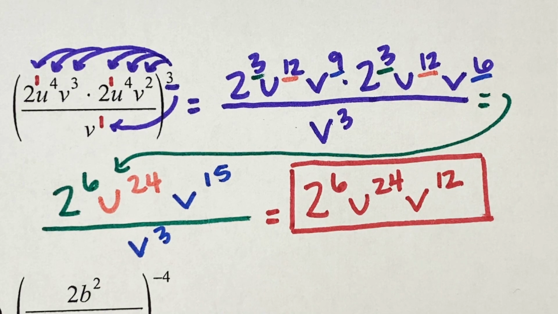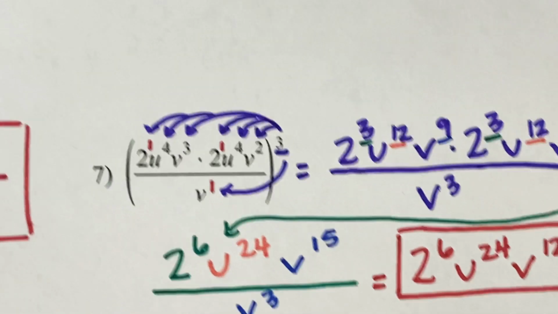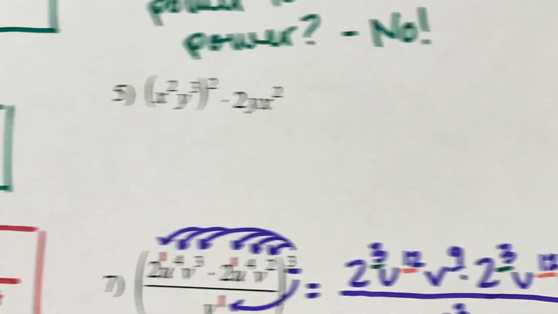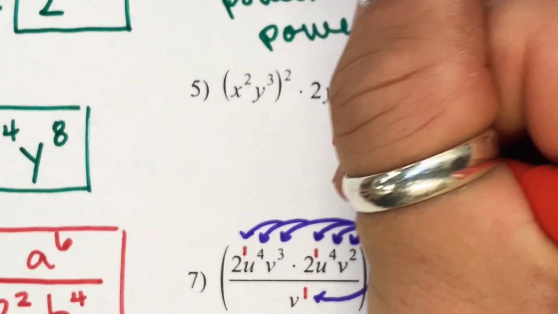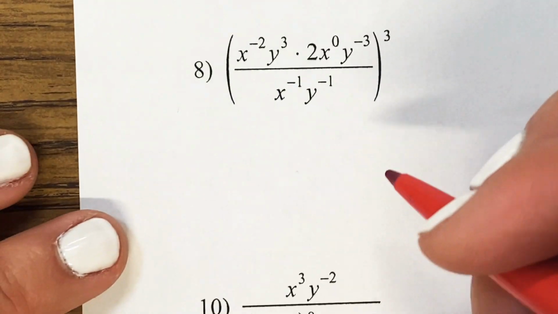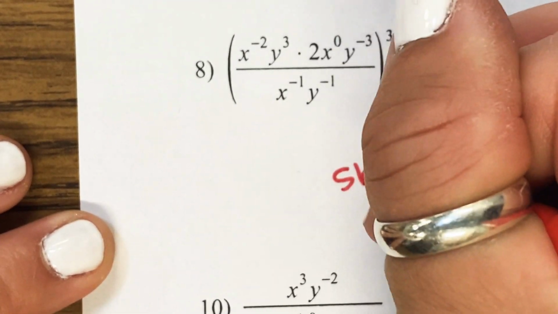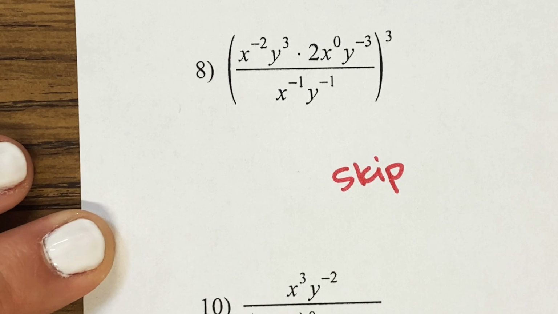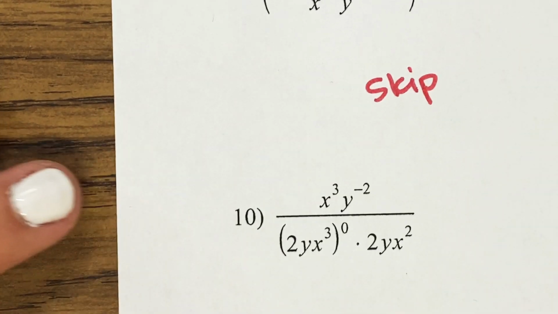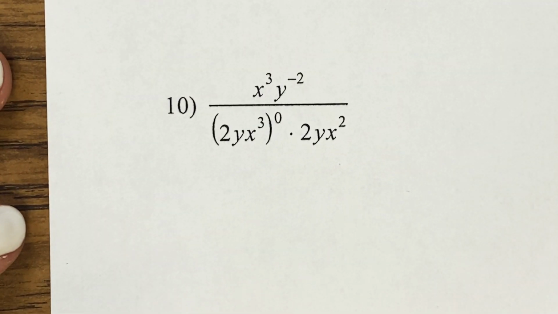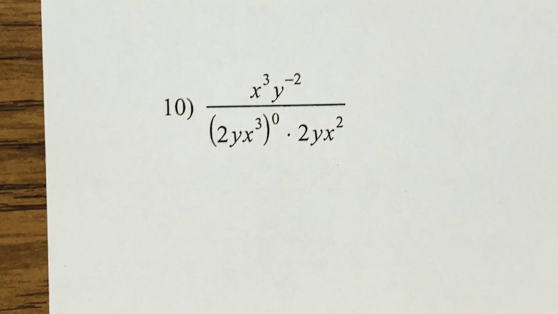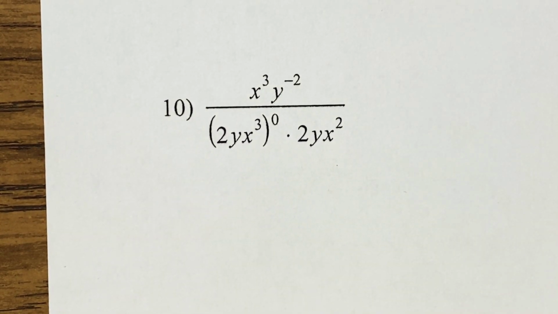Okay. We are going to, so we skipped 5. Let's just write this out so you don't have to. We skipped 5. I actually want to skip 8 and 9. And we're going to go straight to number 10. Okay, because this is going to remind us of another rule we talked about.